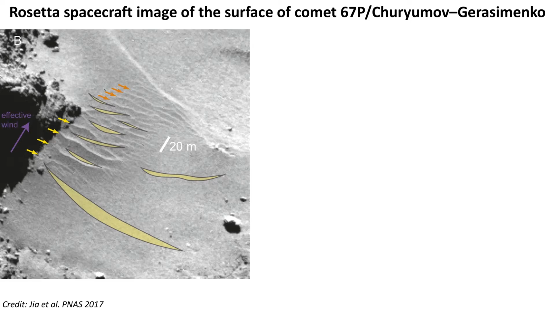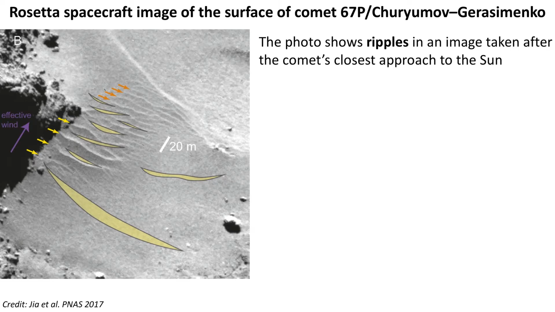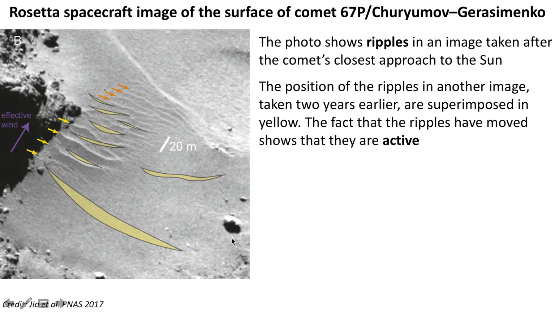And then finally, this shows a Rosetta spacecraft image of the surface of a comet. And this is so amazing. There actually are ripples on the surface of a comet. So it shows an image of ripples taken after the comet's closest approach. But the position of them in another image, which was taken 2 years earlier, so before the comet's closest approach to the sun, are superimposed in yellow.